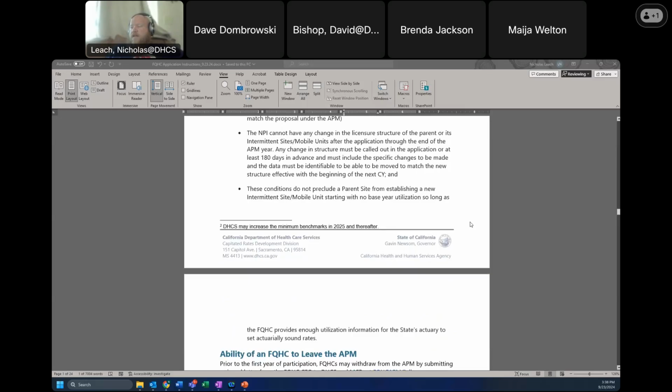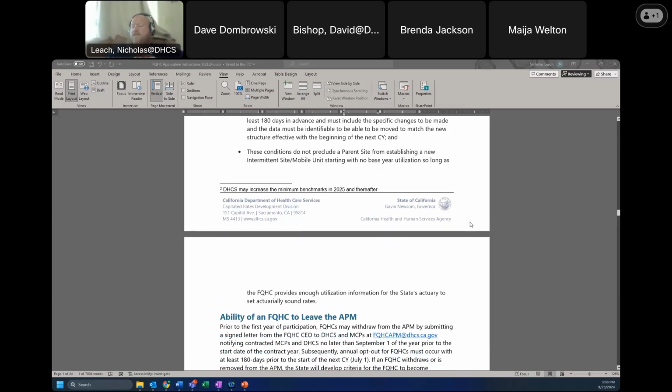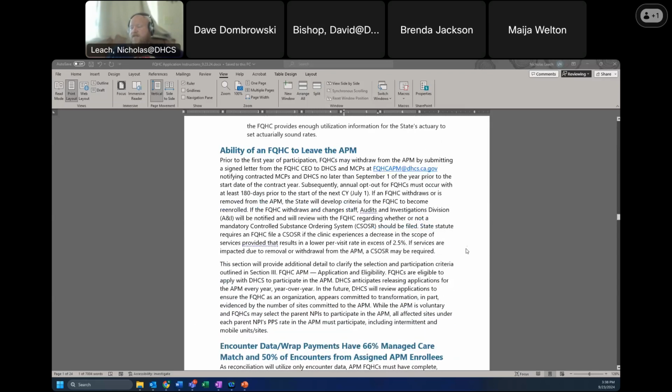And these conditions do not preclude a parent site from establishing a new intermittent / mobile unit starting with no base year utilization, so long as the FQHC provides enough utilization information for the state's actuary to set actuarially sound rates.